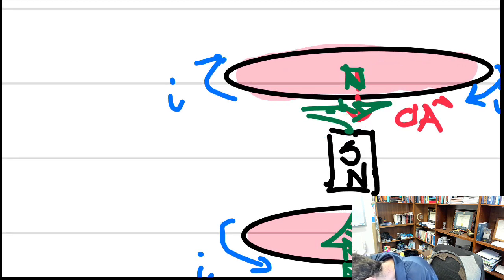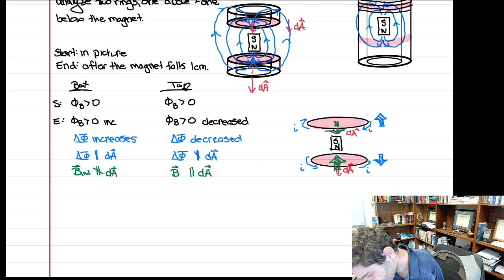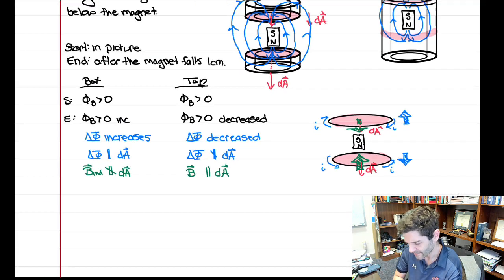Why don't I just redraw the arrow? Why am I doing this? I don't know why I'm so picky today.